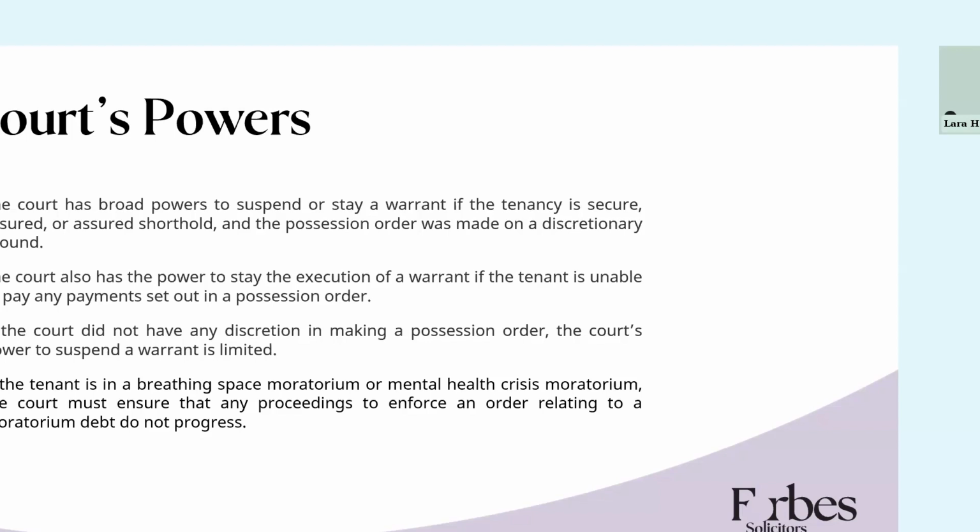If the court didn't have discretion in making a possession order, the court's power to suspend the warrant is limited. This includes if the order was made on a mandatory ground, for example, ground 8 for assured tenants, or under section 21 against an assured short-hold tenant, or against an occupier with basic protection. This is hopefully going to cover the question that was asked previously about the powers when the mandatory grounds are used as a possession order, and the court can only delay execution in these cases up to 14 days after the date the possession order was made, or 6 weeks in cases of exceptional hardship.